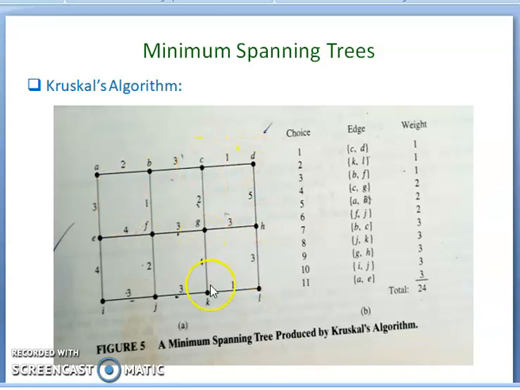So count: with weight 1, 3 edges; with weight 2, 3 edges; and with weight 3, 5 edges. 3 plus 3 is 6, plus 5 is 11. 11 edges. In total there are 12 vertices, so 11 edges is enough. So don't consider the HL edge. So the minimal weight is 24.